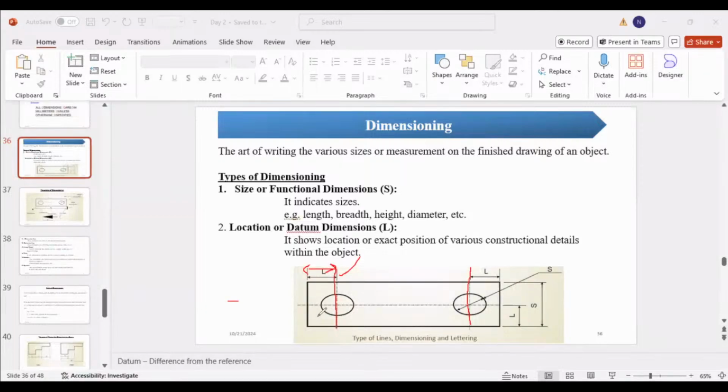So, back to the lesson. That means the datum line is here, these two lines are datum lines, which show the position of the center of these two holes.